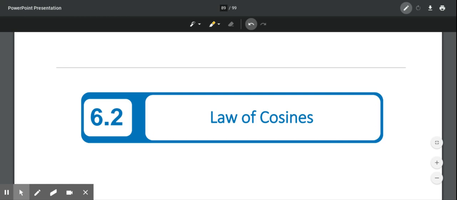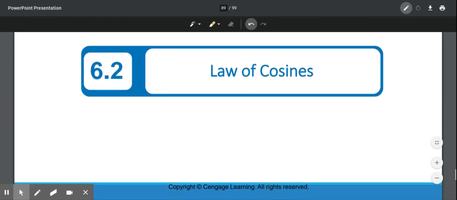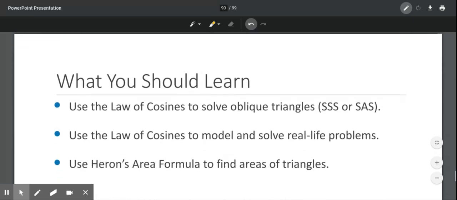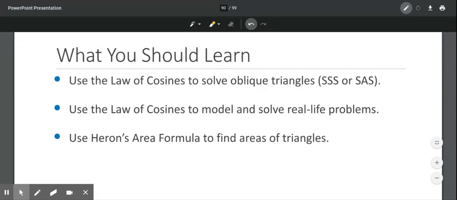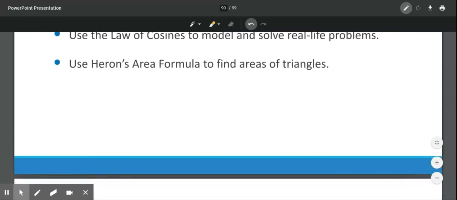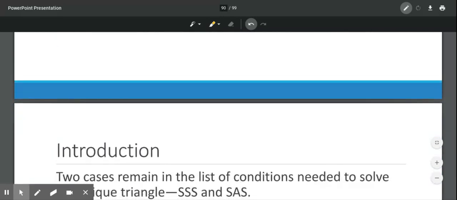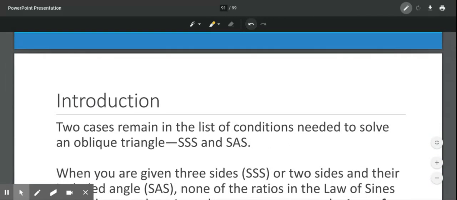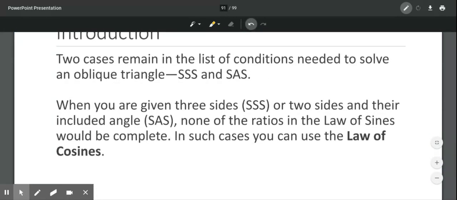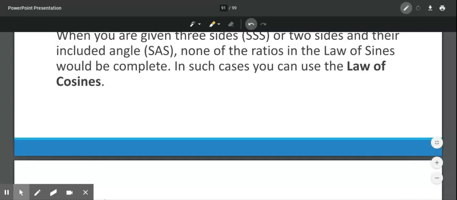So 6.2 is about the law of cosines. And the law of cosines, again, we're using in non-right triangles, and triangles where you have three sides, or you have side, angle, side. And then we're also going to get another area formula called Heron's formula to find areas of non-right triangles as well. So again, we're using law of cosines when we have three sides or when we have side, angle, side.